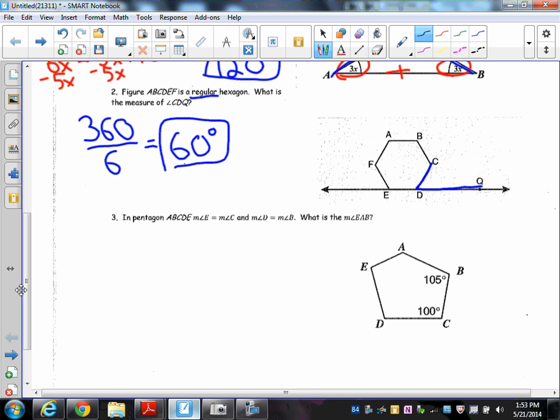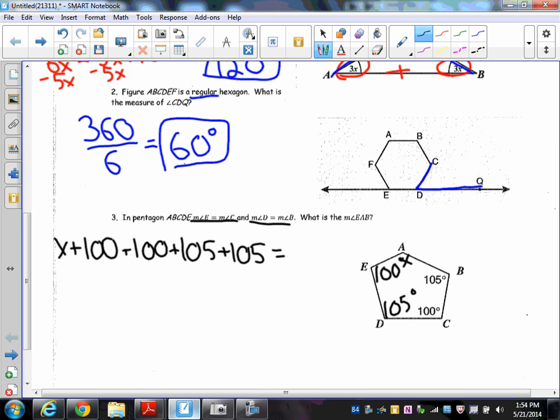To do number 3, we have a pentagon. We need to label some more information. We're given that E is congruent to C, so that means E is going to be 100 degrees, and D is congruent to B, so that means D is 105 degrees. And we need to solve for angle A here, angle EAB. So I'm going to add all these up. I'm going to have x plus 100 plus 100 plus 105 plus 105. And what is it going to equal?